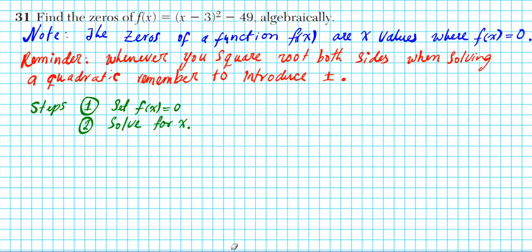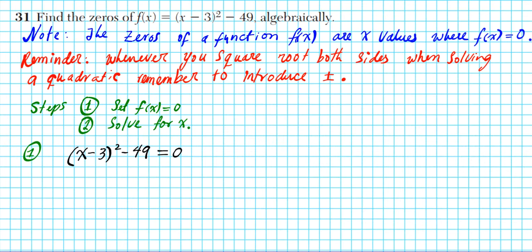We are going to use our algebraic procedures to get x isolated. Alrighty, so let's go ahead and get started. So part 1, let's set the function equal to 0. When we set f of x equal to 0, what are we going to have? We're going to have x minus 3 quantity squared minus 49 equals 0.